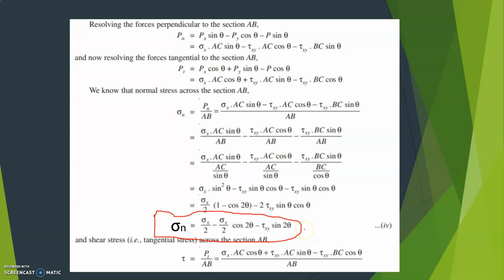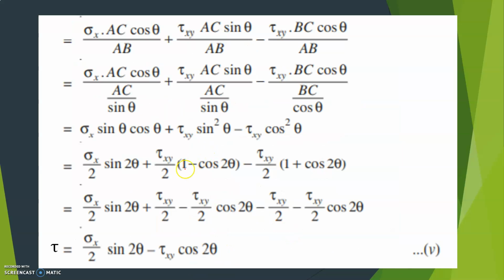This is for normal stress, and in addition you have to find shear stress or tangential stress. Again you have to do the derivation, and finally you get this equation: tau is equal to sigma x divided by 2 into sin 2 theta minus tau xy into cos 2 theta. After the derivation you get this final equation; remember it to solve the problem.